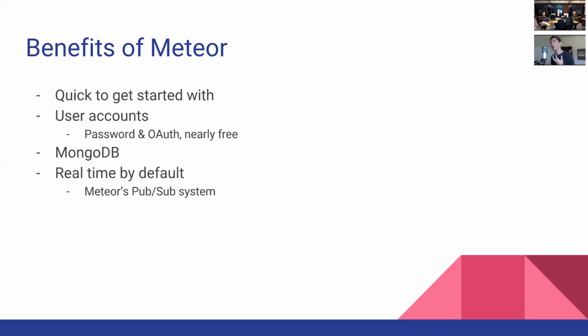And then going along those lines is user accounts. Meteor's got user accounts built right in. Much like meteor create, you just say meteor add accounts-password, accounts-google. So you've got basic email password user accounts, you've got Google OAuth, Twitter OAuth, and all of that you get nearly for free. It's super simple to get started with.